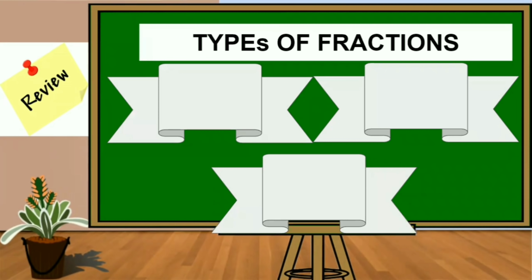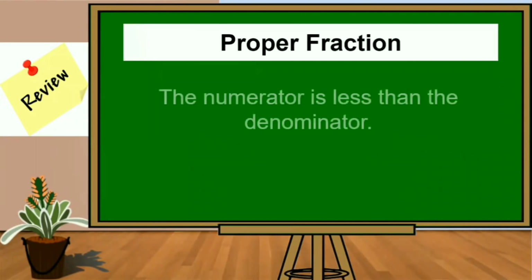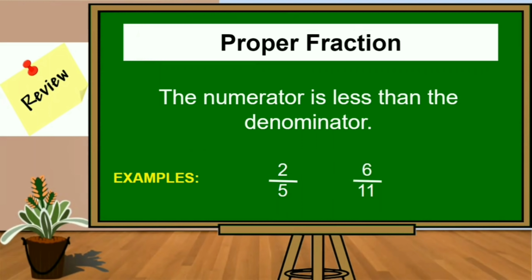Next, we are going to have a review on the types of fractions. First is the proper fraction. Next is improper fraction. And third is mixed number. In proper fraction, the numerator is less than the denominator. Examples are 2/5 and 6/11. As you can see on your screen, 2, which is the numerator, is less than the denominator 5, and 6 is less than 11. They are examples of proper fraction.